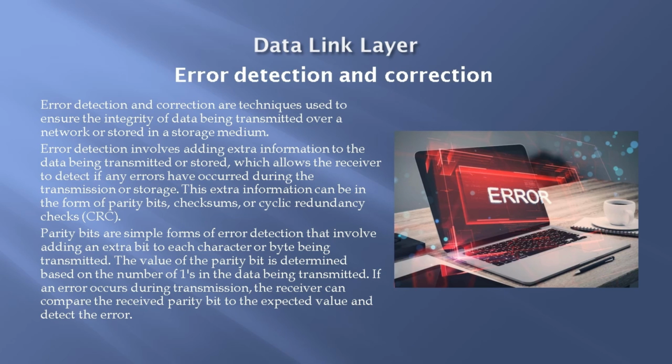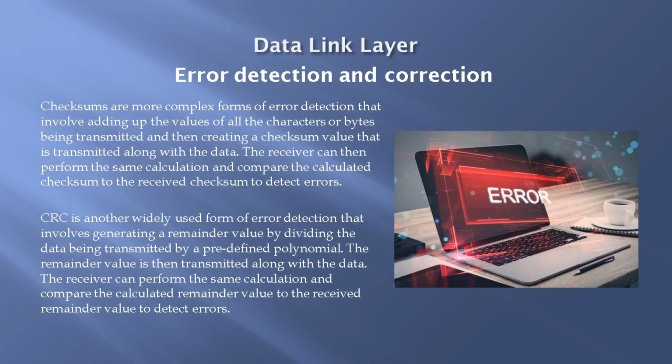Parity bits are simple forms of error detection that involve adding an extra bit to each character or byte being transmitted. If an error occurs during transmission, the receiver can compare the received parity bit to the expected value.